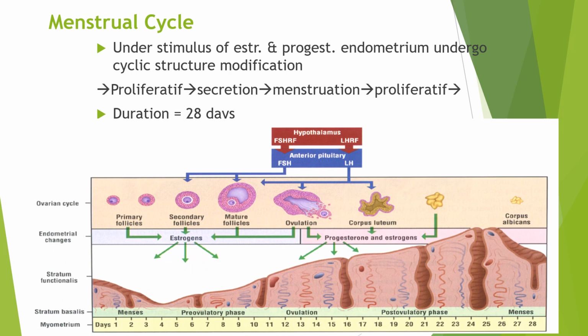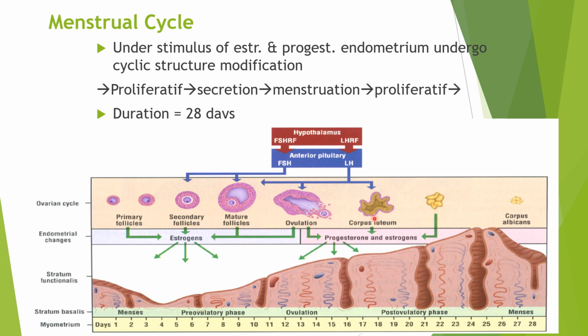So what are the changes with each menstrual cycle? You can appreciate from this diagram that this is the menstrual phase of the menstrual cycle, where there is sloughing, and then the proliferative phase starts. In this proliferative phase, as the endometrium grows, there is also development of the primary follicle into secondary and mature follicle, which releases estrogen, and this estrogen is the main factor which causes proliferation of the endometrium. At the time of mid-cycle, there is ovulation under the effect of the hormone LH.